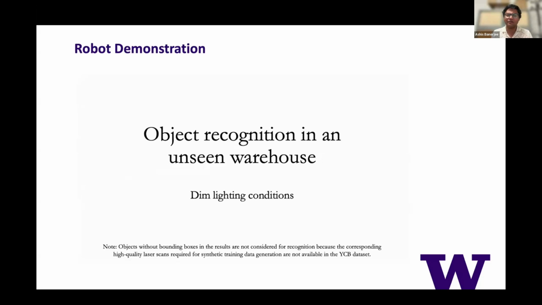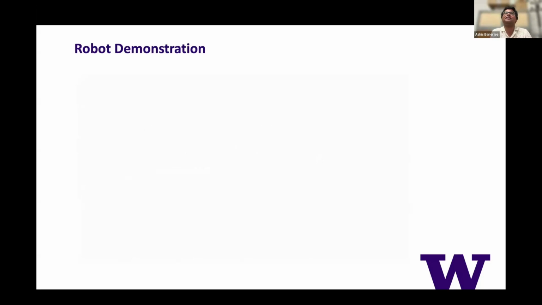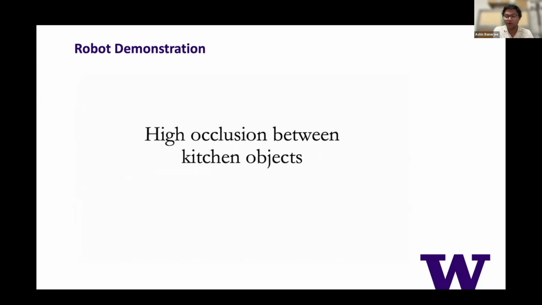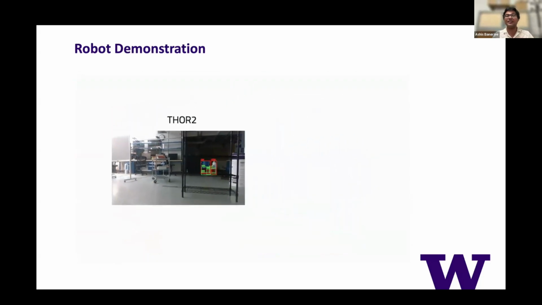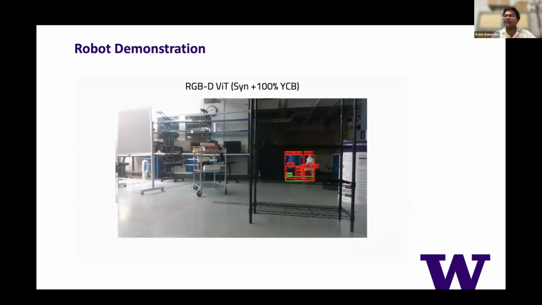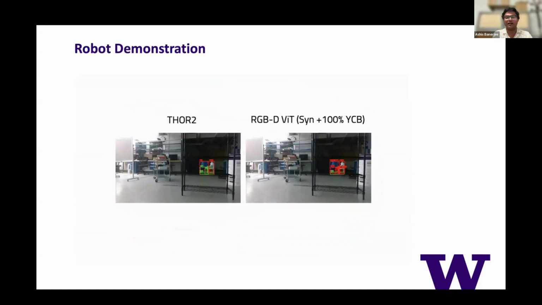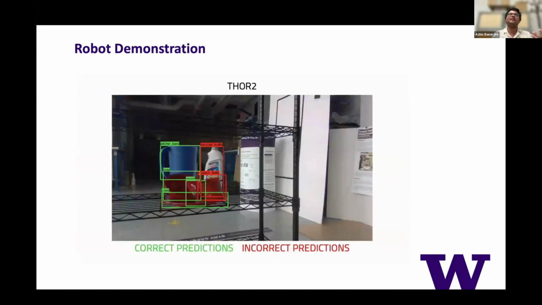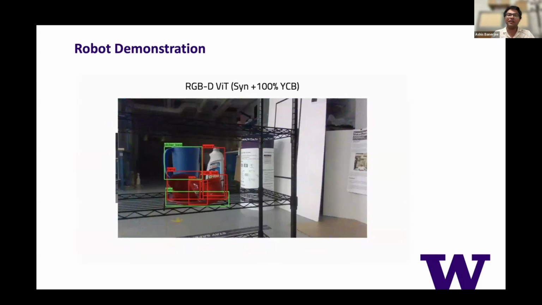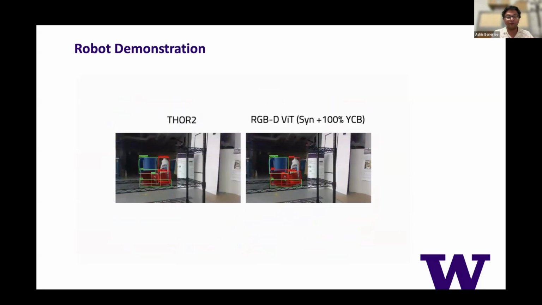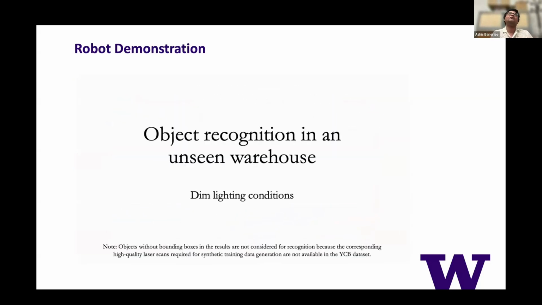Here is a quick demonstration on the low-cost robot hardware, and you can see it's in a fairly cluttered indoor scene with low lighting conditions. We try to mimic warehouse-type scenes, and we compare our approach, this topology-inspired approach, with a vision transformer model.